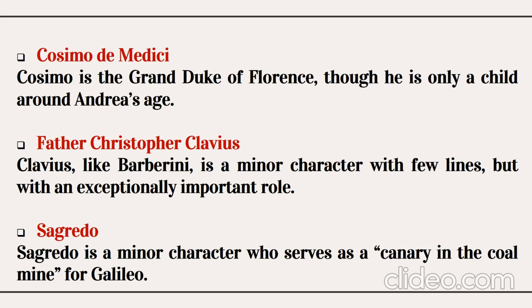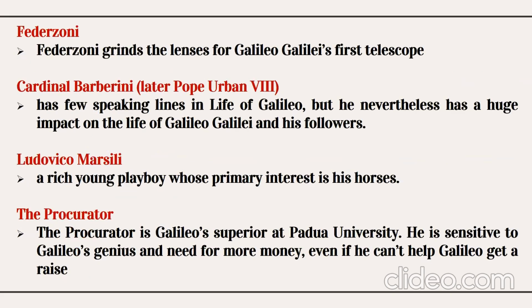Segredo is a minor character who serves as a canary in the coal mine for Galileo. Then Federzoni grinds the lenses for Galileo's first telescope. Then we have Cardinal Barberini, who has become Pope Urban VIII, has a few speaking lines in The Life of Galileo, and he nevertheless has a huge impact on the life of Galileo and his followers. Then Ludovico Marsili, a rich young playboy whose primary interest is his horses. Then we have the Procurator. The Procurator is Galileo's superior at Padua University. He's sensitive to Galileo's genius and need for more money, even if he can't help Galileo get a raise.